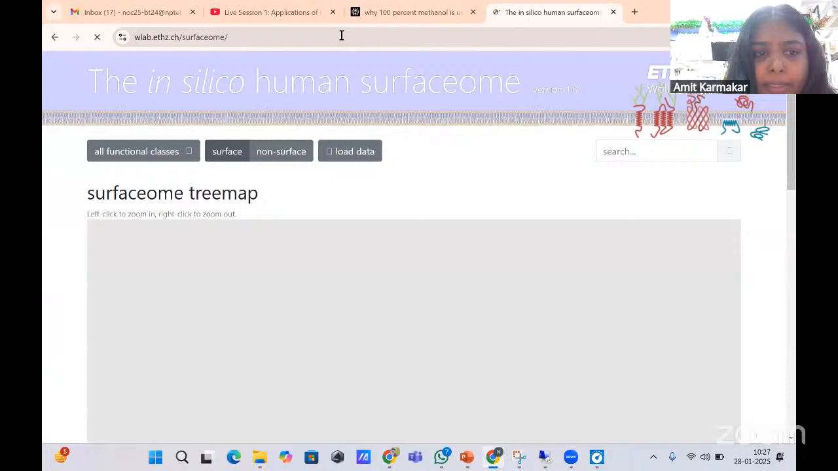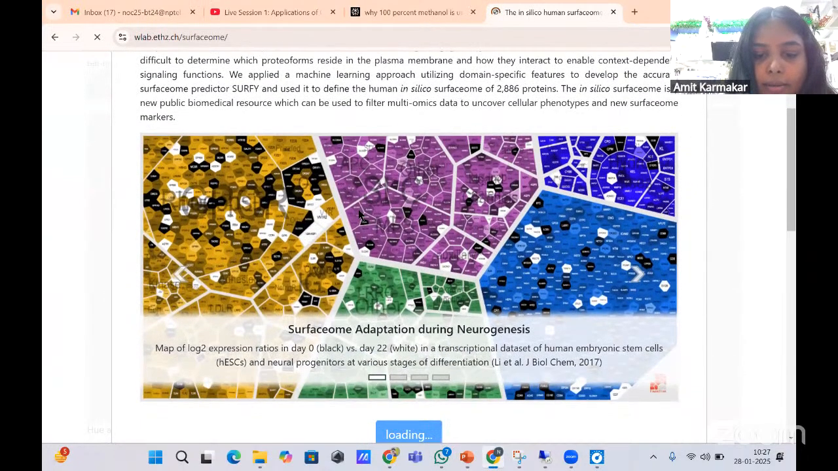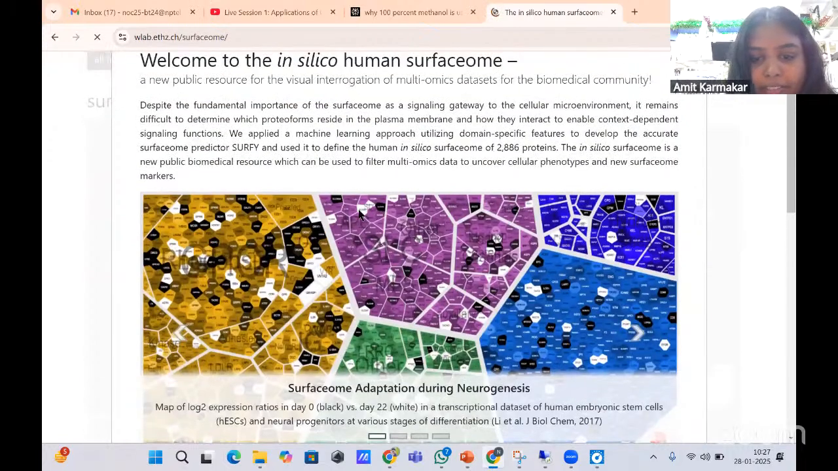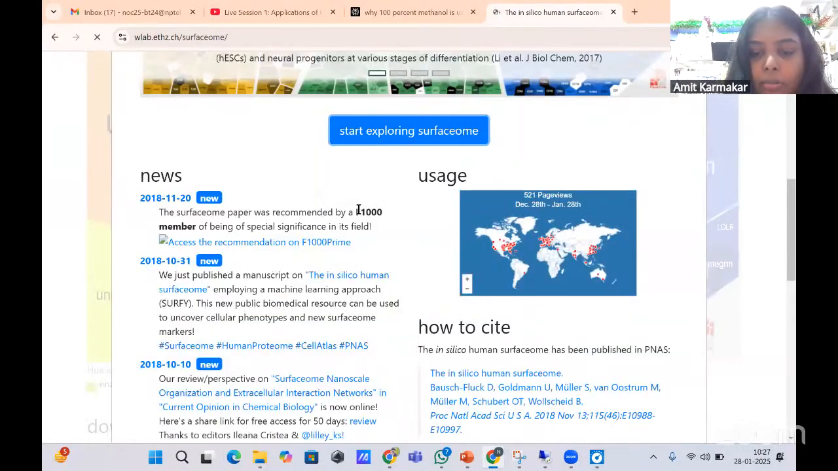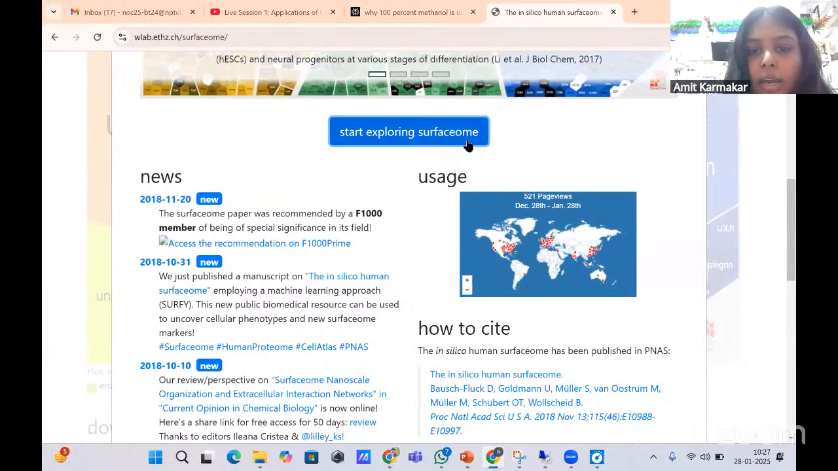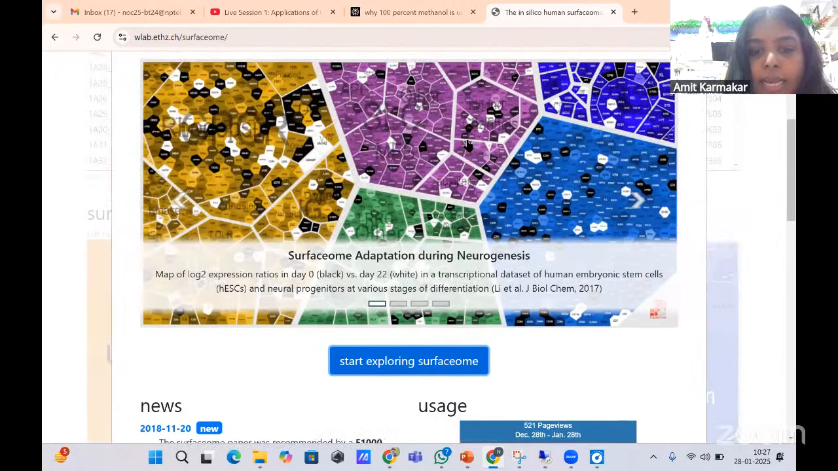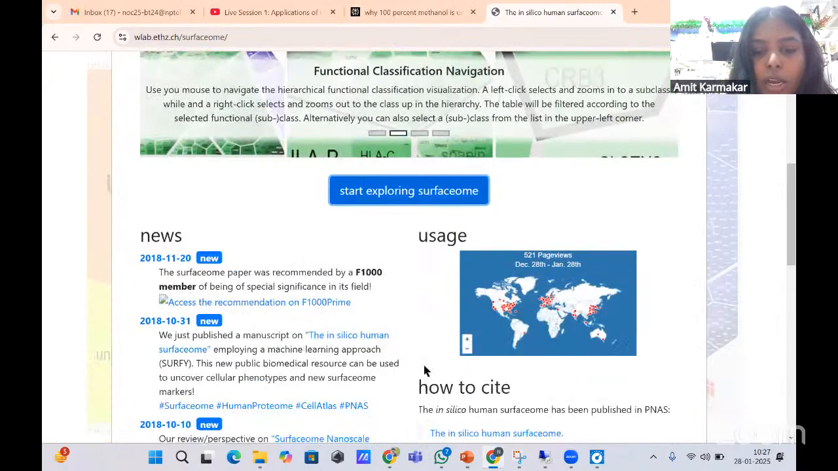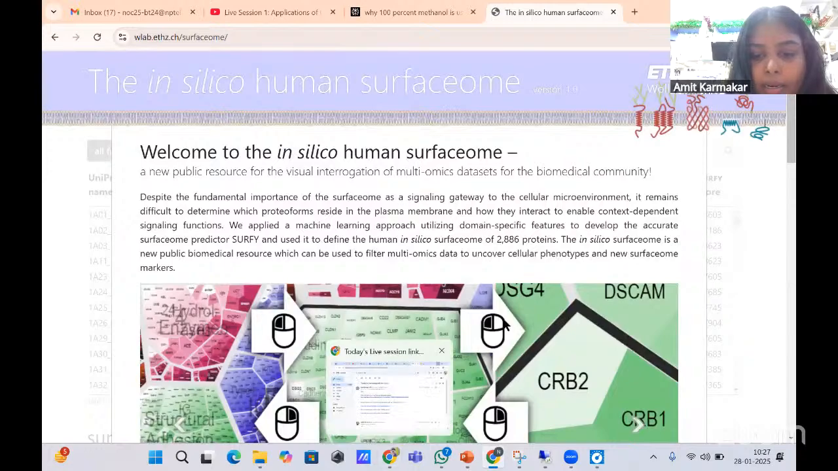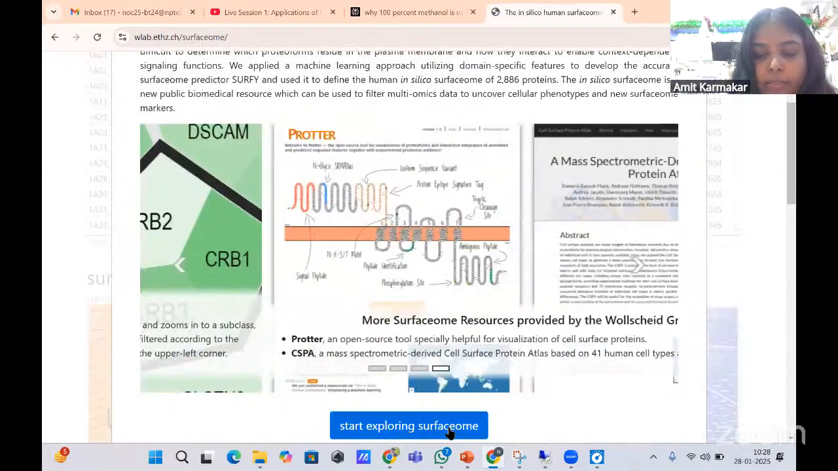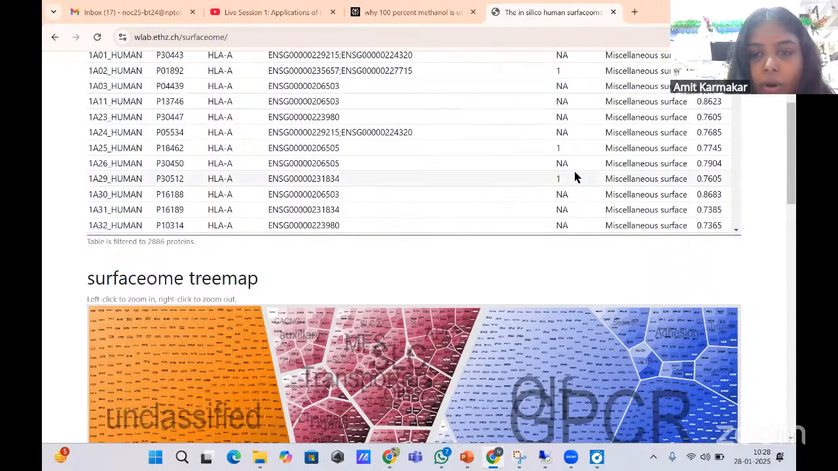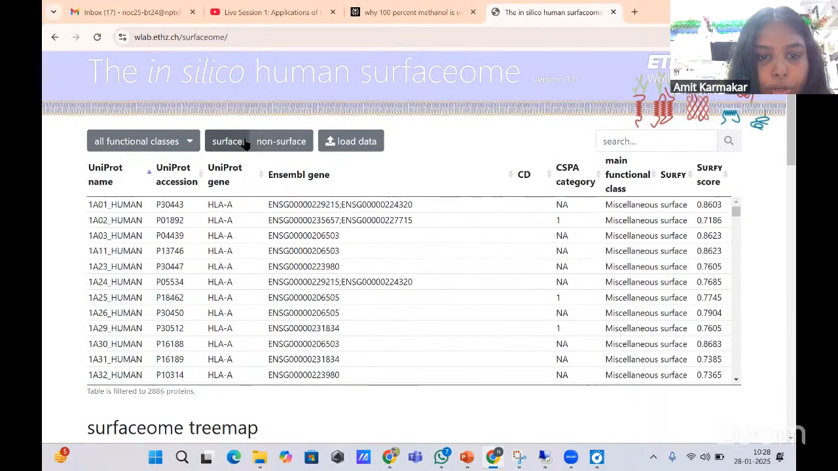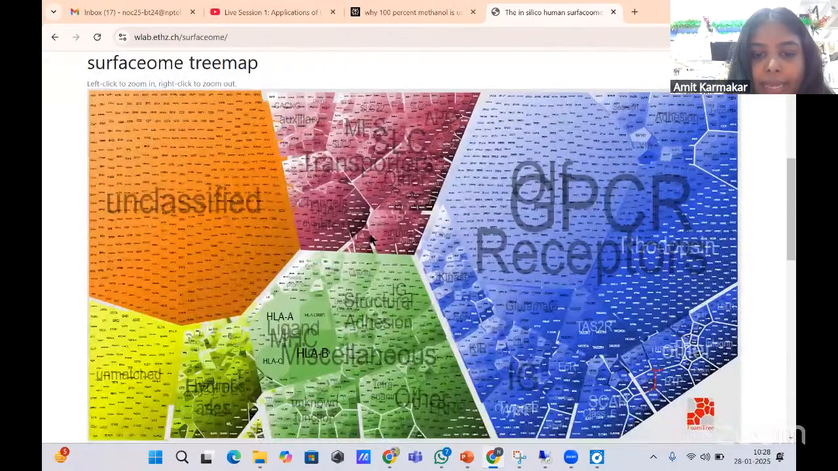So it's a database built by Professor Bernd Wollscheid and his team. Yes, this is the interface of the website. So it has more than 2,500 surface proteins that have been identified, and taking those, it has been built. And if you start exploring the surfaceome, whatever data you have got, you can load your data and run the analysis over here.